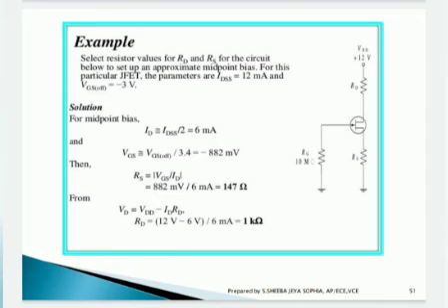From this, VD is equal to VDD minus ID into RD. Therefore, RD is equal to 1 kilo ohm.